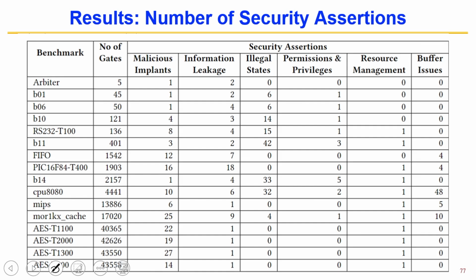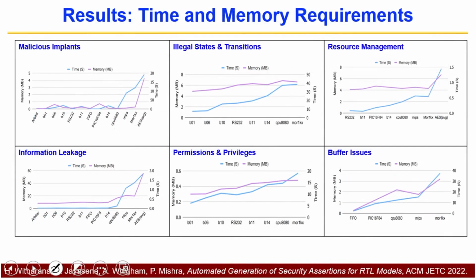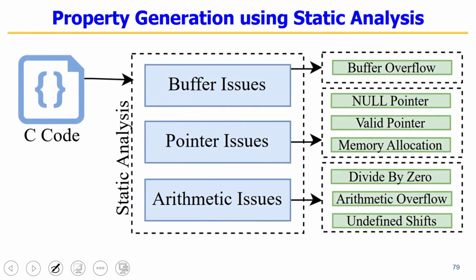Here are some results. If you are working in this area and you want to do security assertions, your objective is to find the minimum number of assertions I can generate to give full coverage of whatever your threat model talks about. And of course, you have to consider how much time it would take and the memory requirement for you to run those assertions.